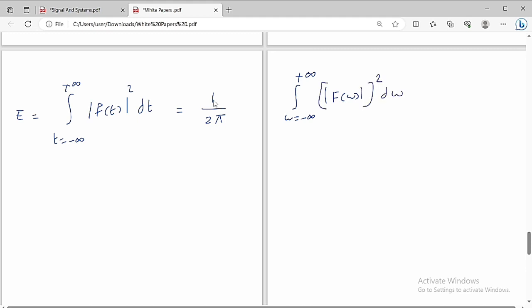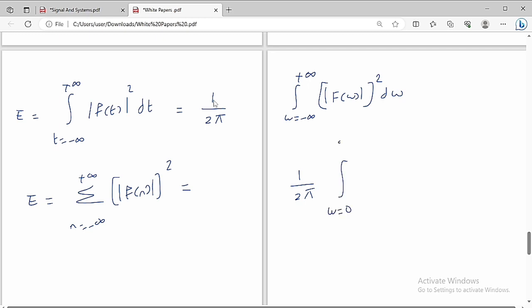So this is the continuous time case, and this is also continuous time in the Fourier transform. If you want to write the expression of energy in the discrete time domain, then it is sigma n equal to minus infinity to plus infinity of mod of f of n whole square. We can write this with 1 by 2 pi also, but you have to do the integration over only one time period, which is 0 to 2 pi, integration over omega of mod of f of e to the power of j omega whole square d omega.